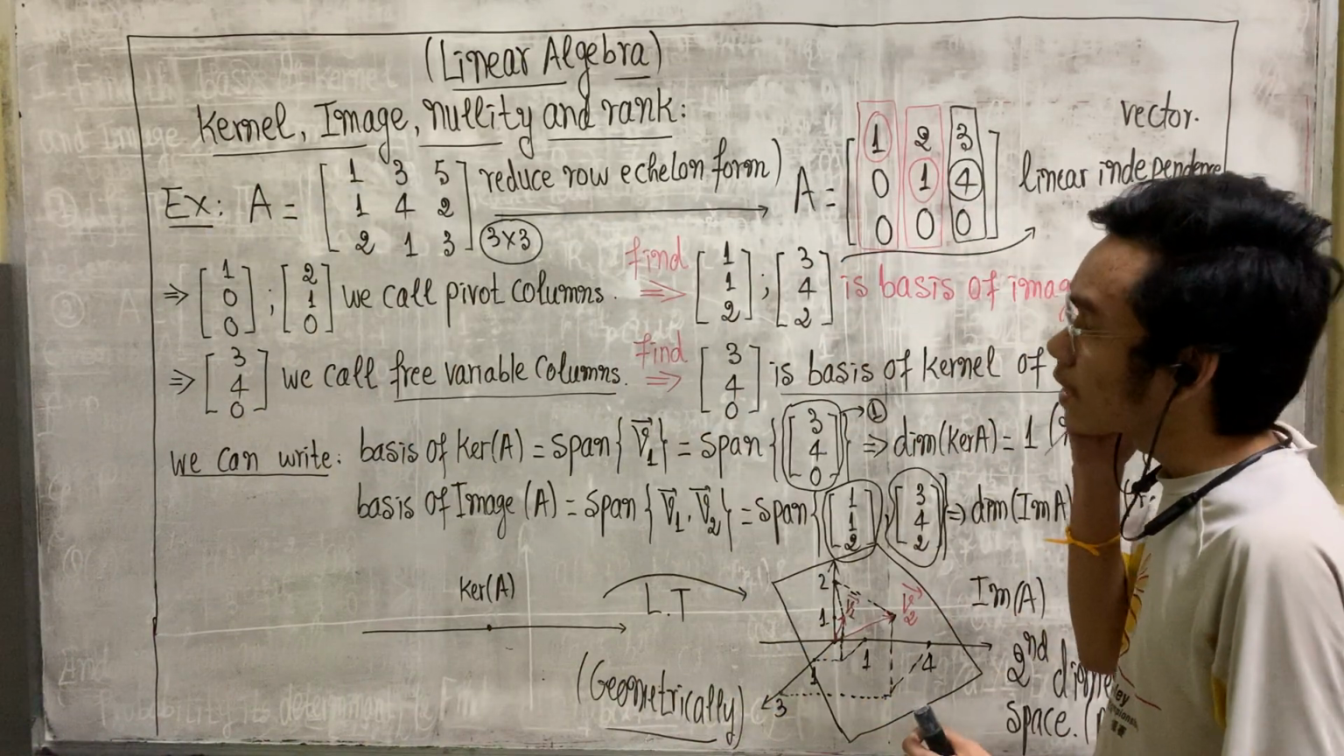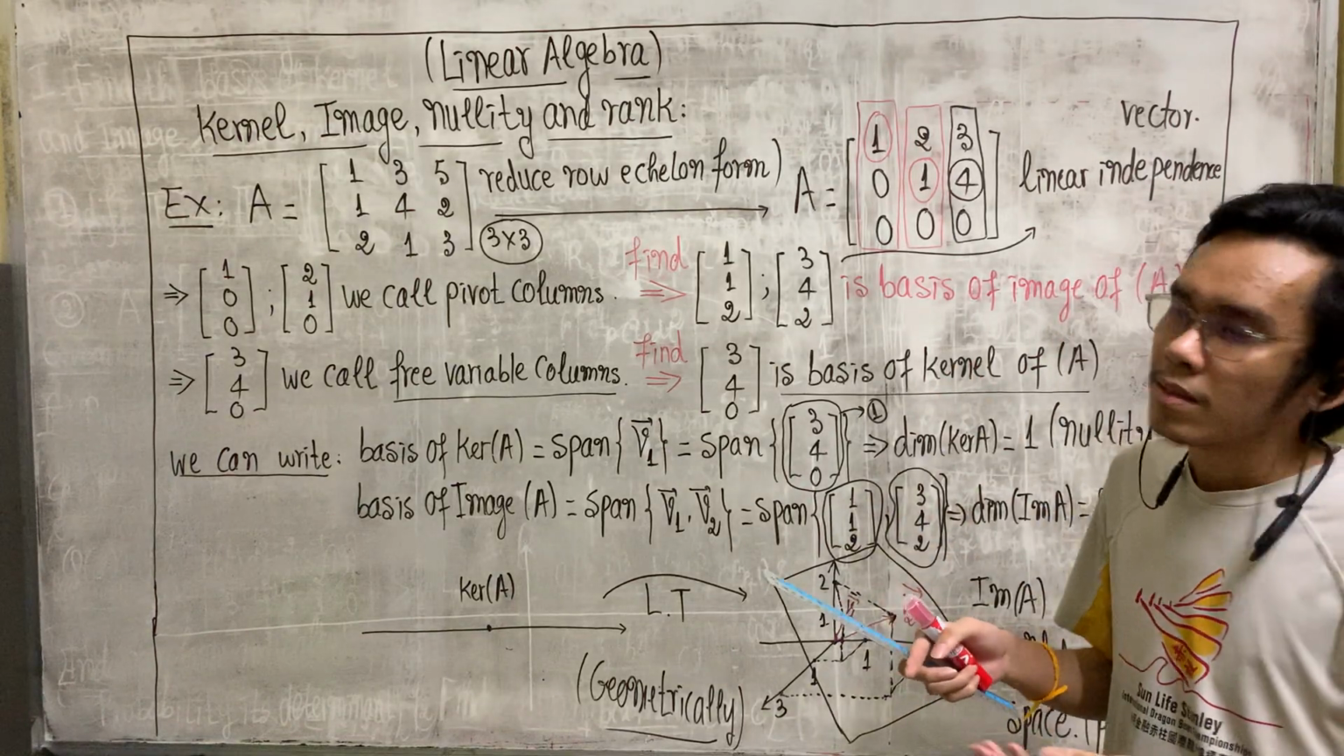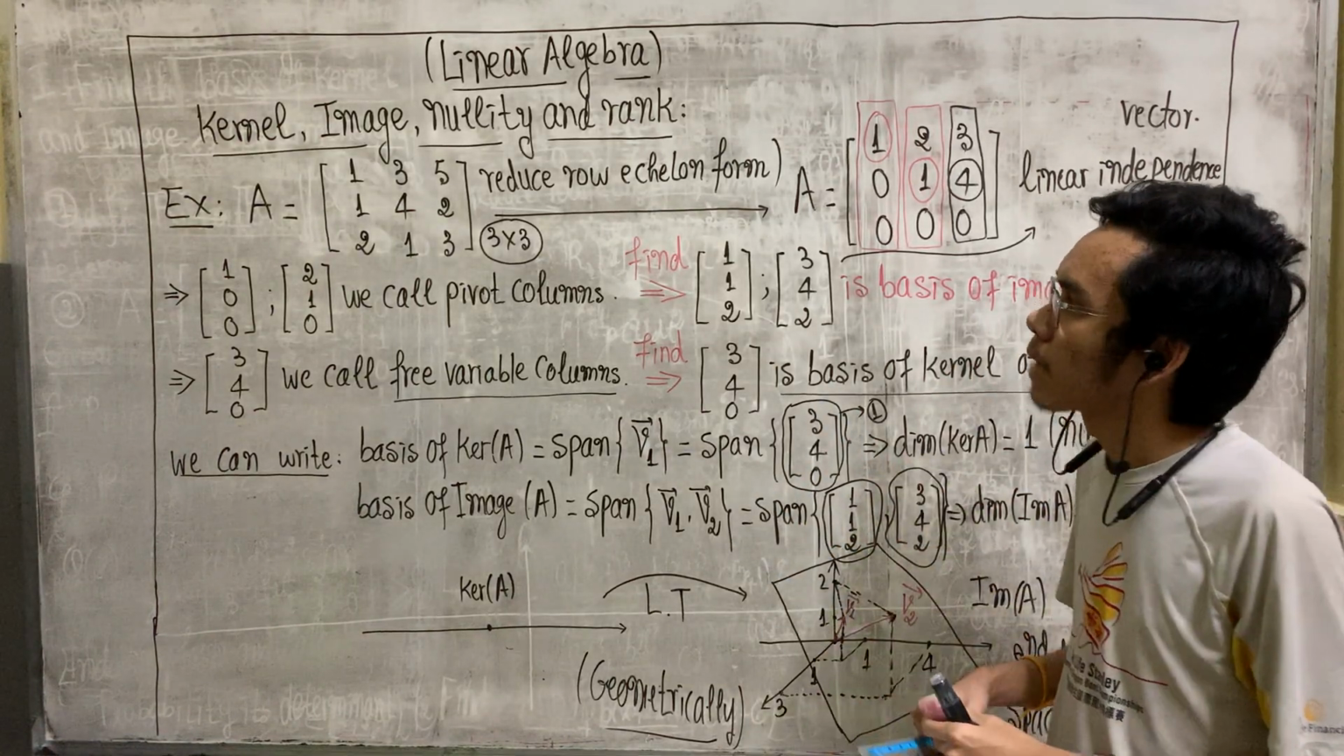That's all for today. I showed you about the kernel, the image, the nullity and the rank of the matrix.